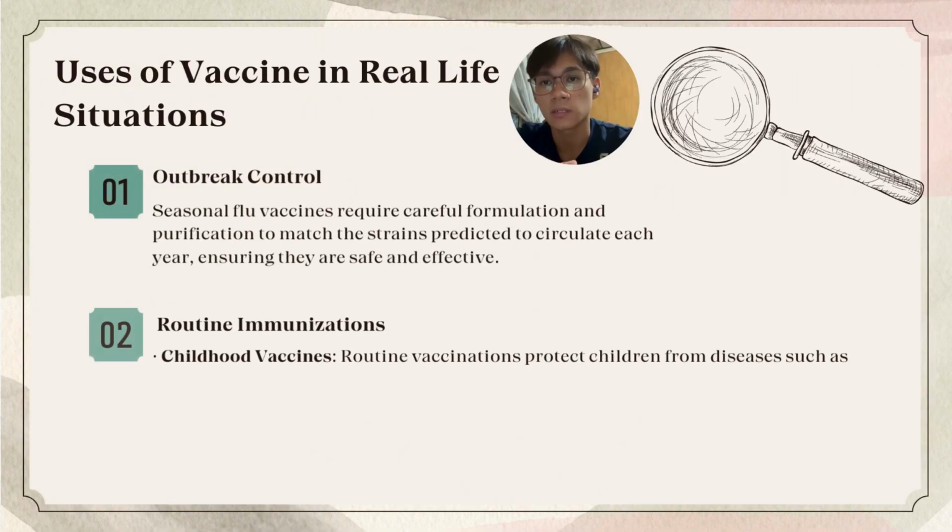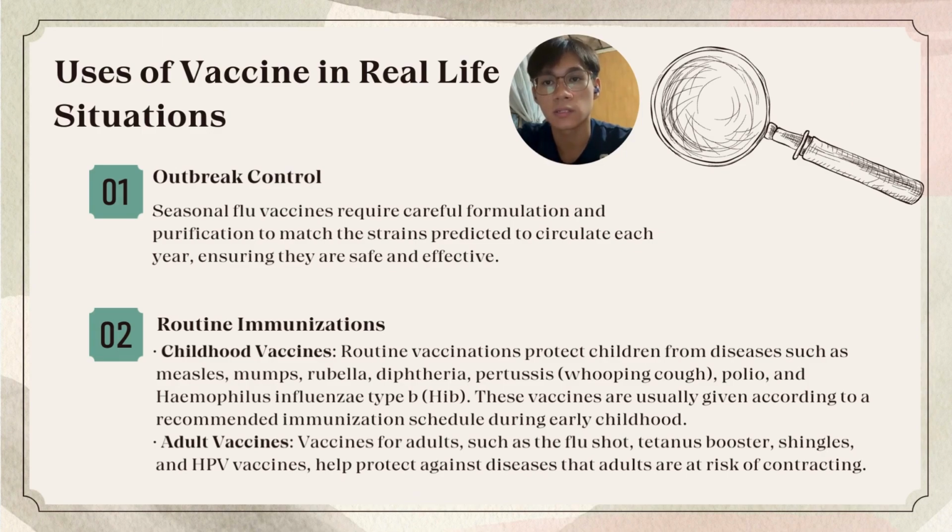As for my next part, I'll be talking about uses of vaccines in real-life situations. So first one, outbreak control. Seasonal flu vaccines require careful formulation and purification to match the strains predicted to circulate each year, ensuring they are safe and effective. The second one, routine immunizations.